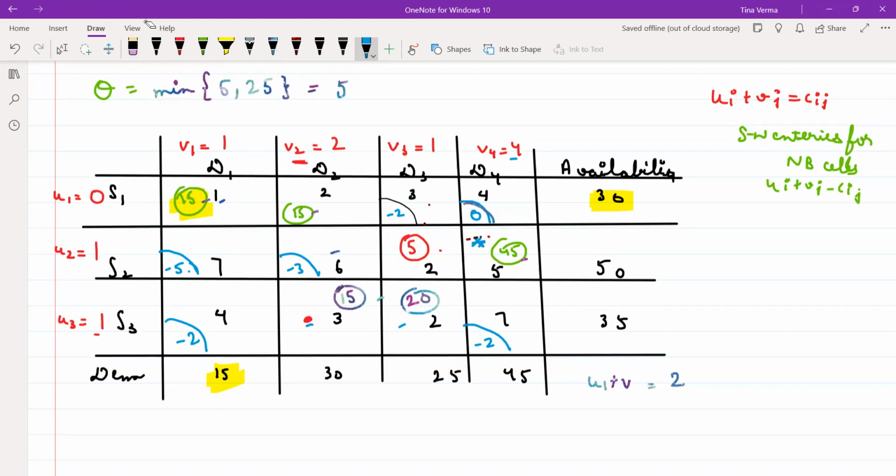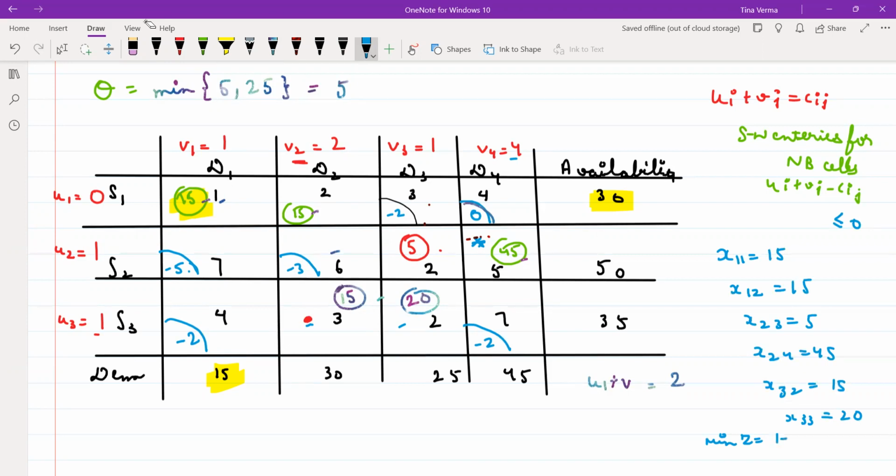Now all your southwest entries are less than or equal to 0. If all your southwest entries are less than or equal to 0, that means this solution is your optimal solution. Is it clear? So what is your optimal solution? x11 is 15, x12 is 15, x23 is 5, x24 is 45, x32 is 15, x33 is 20. And you can find the minimum cost, that will be 1 into 15 plus 2 into 15 plus 5 into 2 plus 45 into 5 plus 15 into 3 plus 20 into 2. This will be your minimum cost.